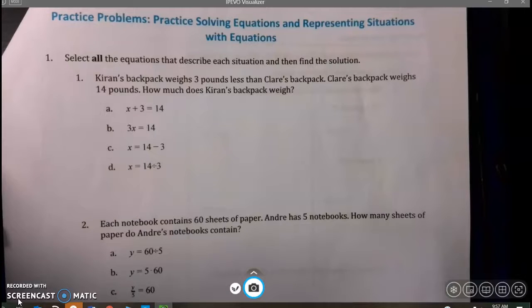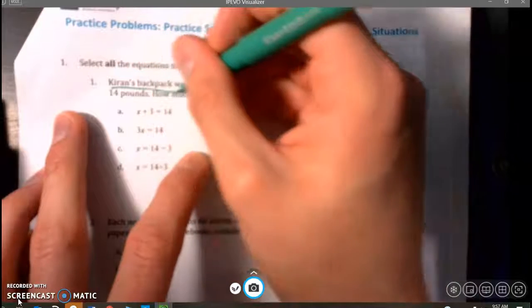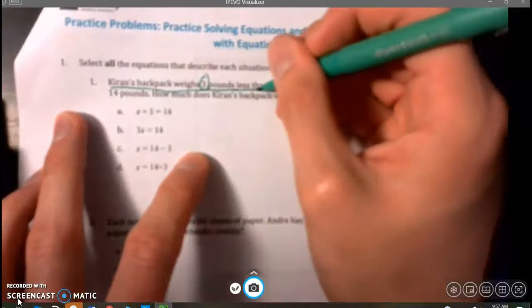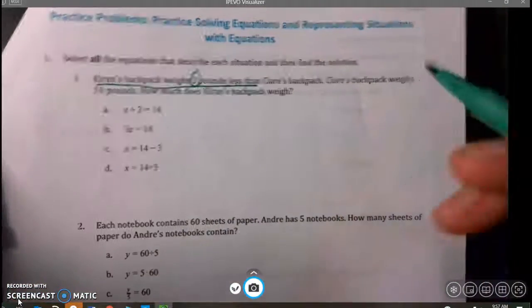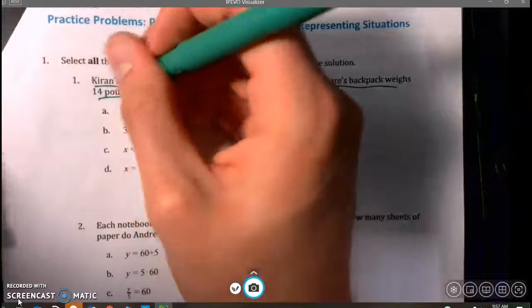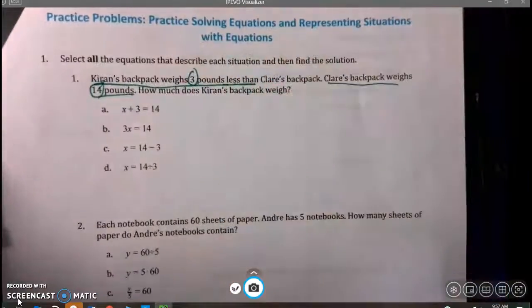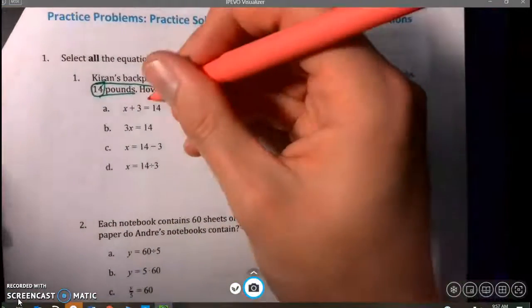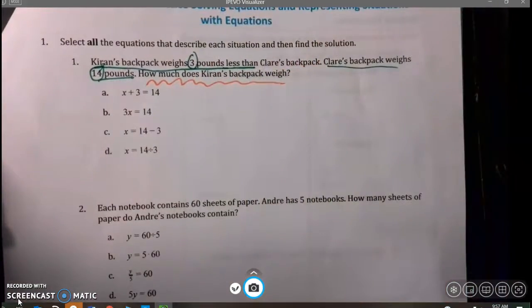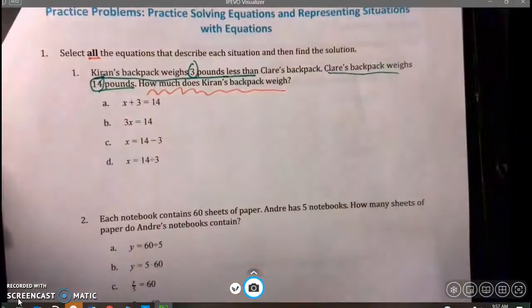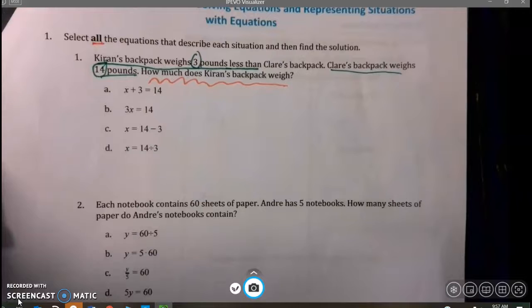In number 1, it says Karan's backpack weighs 3 pounds less than Claire's backpack. Okay, and Claire's backpack weighs 14 pounds. So then our question is, how much does Karan's backpack weigh? Once again, this underlined or bolded "all" is telling us that there's probably going to be more than one answer here. A lot of you were able to figure out that x equals 11.